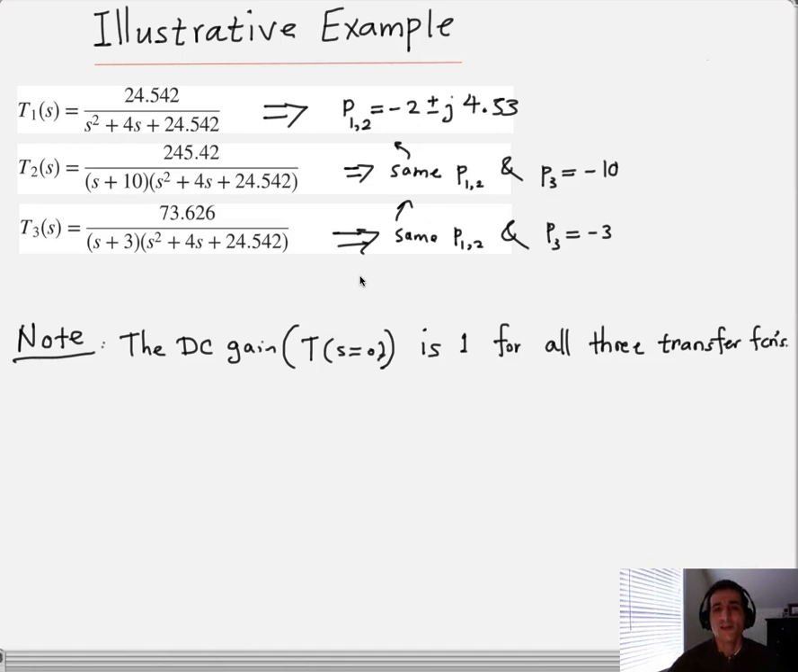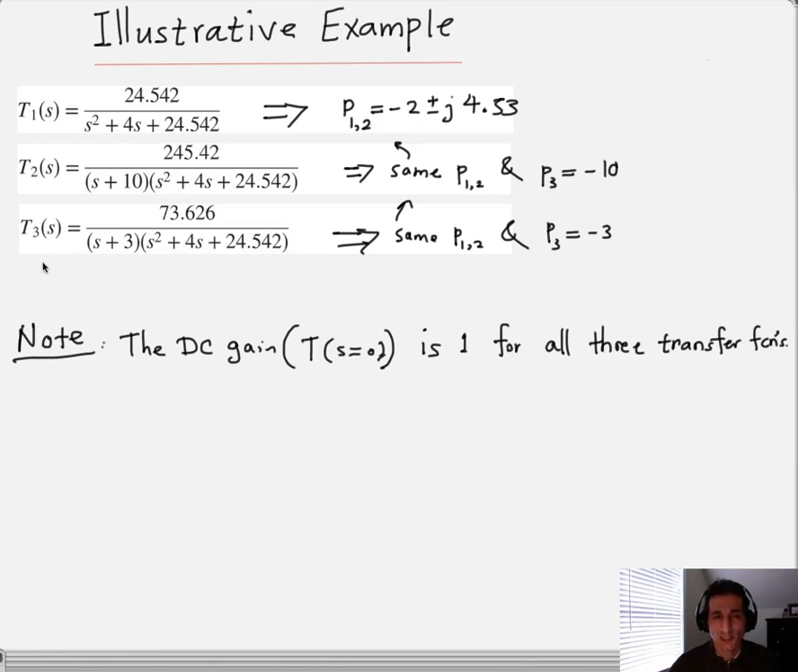In order to do that, we have to ensure that the so-called DC gain, meaning the value of the transfer function at s equal to 0, is actually going to be the same. So at s equal to 0, the value of the transfer function here is just 24.5 divided by 0 plus 24.5. So the gain is really just 1.